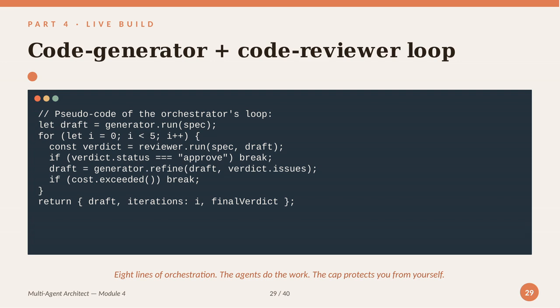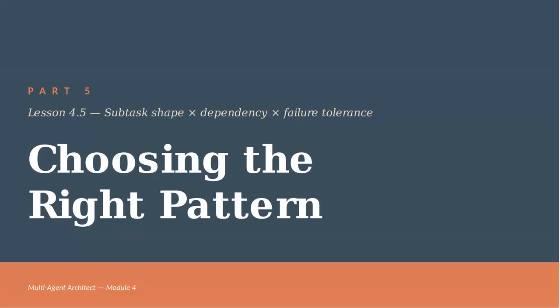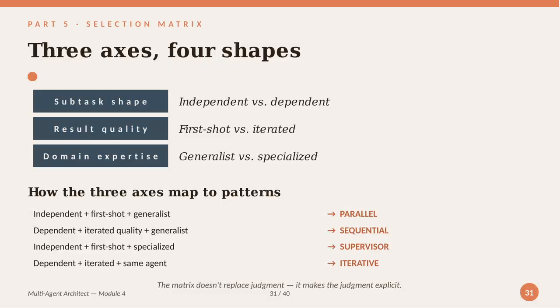Live build, in pseudocode form. The orchestrator's loop. Initialize a draft from the generator using the spec. Loop up to 5 times. Each iteration, run the reviewer on the spec plus the current draft. If the reviewer's verdict is approve, break out of the loop. Otherwise, refine the draft using the reviewer's issues list. Check the cost guard; if we've blown past the budget, also break. After the loop, return the final draft, the iteration count, and the final verdict. 8 lines of orchestration. The agents do all the substantive work. The orchestrator's job is just to wire the loop and protect against runaway.